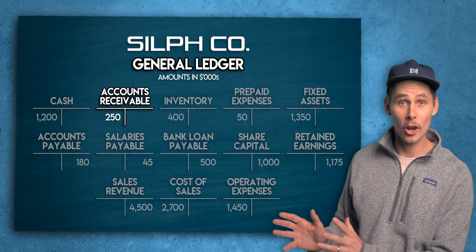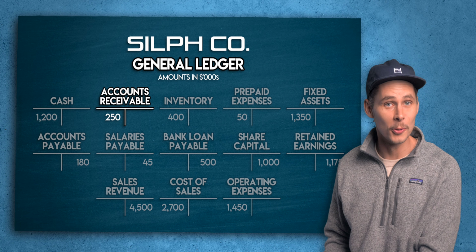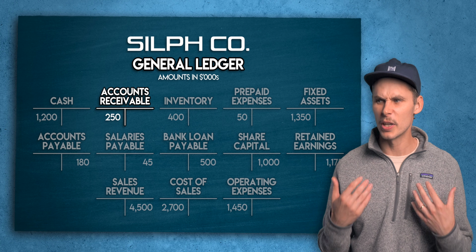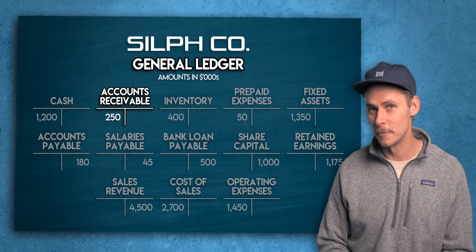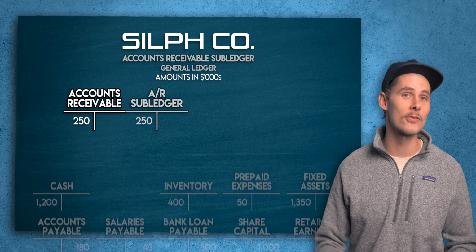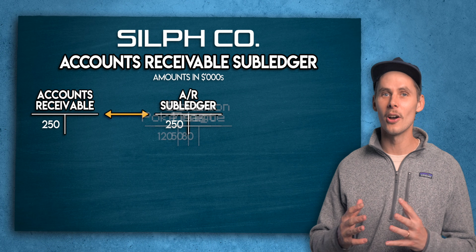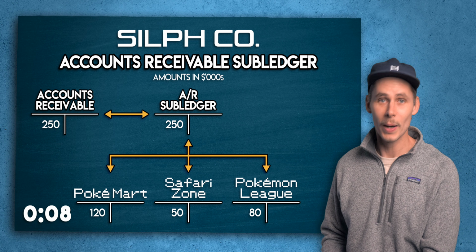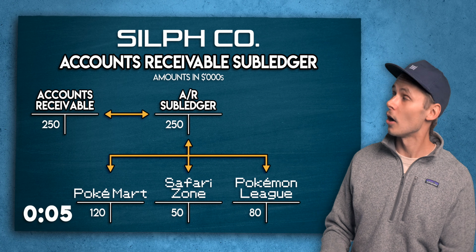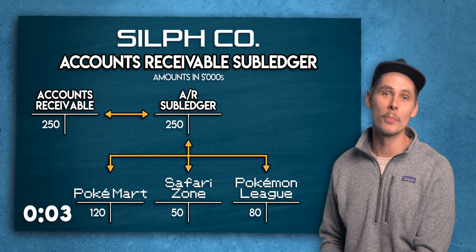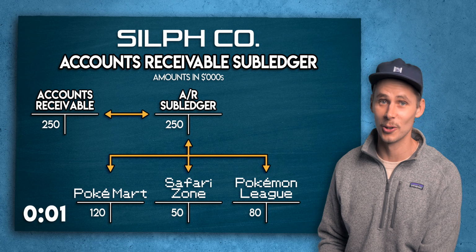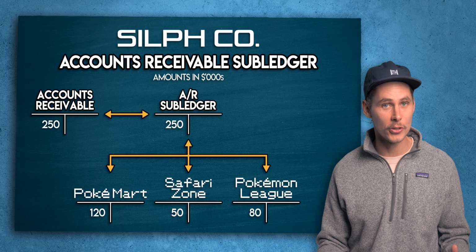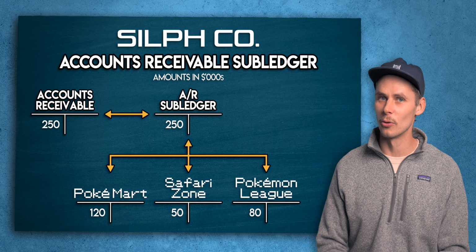From the general ledger alone, all we know is the total. Customers owe Silph Co $250,000, but we can't tell who owes that money. To find out, we need the Accounts Receivable Subledger. Inside, we see each customer's balance. Pokemart owes $120,000, the Safari Zone owes $50,000, and the Pokemon League owes $80,000. Together, they add up to $250,000, matching the balance in the general ledger.